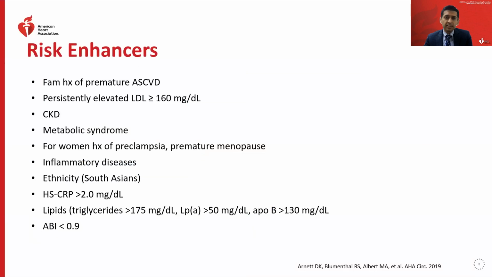I talked a lot about risk enhancers, and this is important to keep in mind because these are things that are not included in any of the risk calculators. And they include things like premature family history of coronary disease, a persistently elevated LDL, chronic kidney disease, metabolic syndrome.